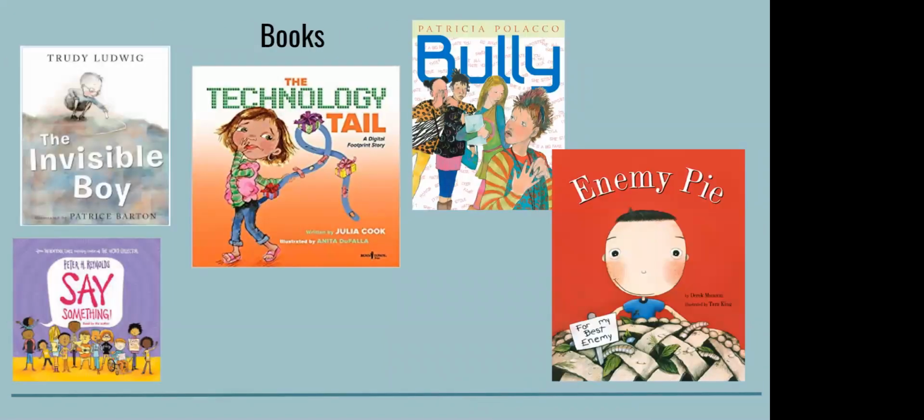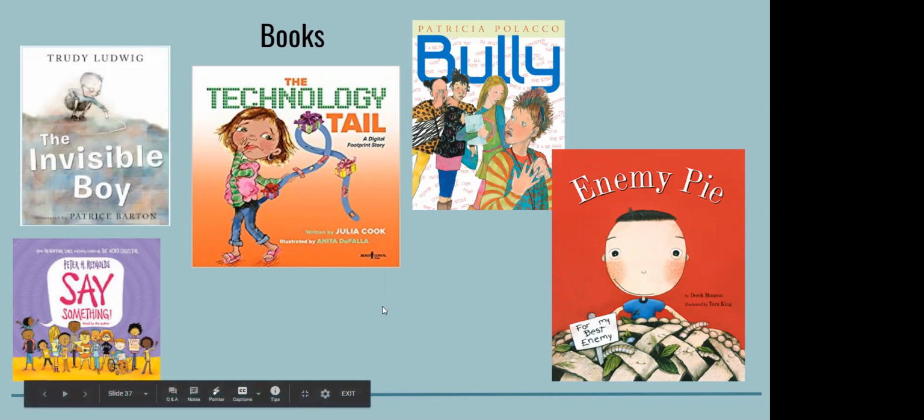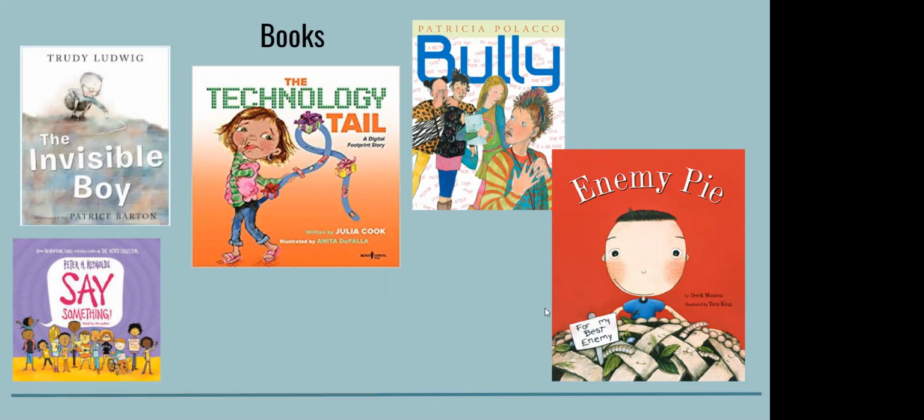These are some of my favorite books. I have a link on my LiveBinder for all the books I have, but these are probably my favorite, if I had to pick the top 5. Enemy Pie: this kid basically thought that kid was an enemy, and his dad worked him through getting to know his friend, and all of a sudden he wasn't an enemy anymore.